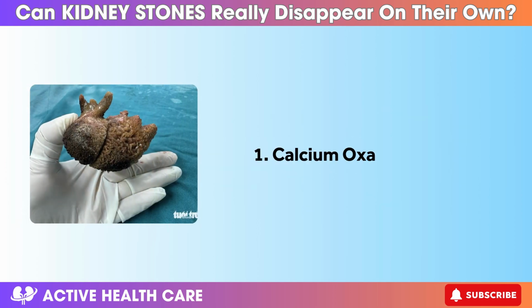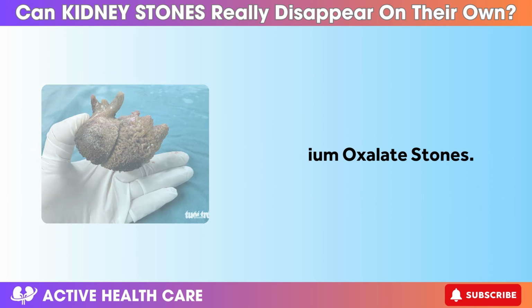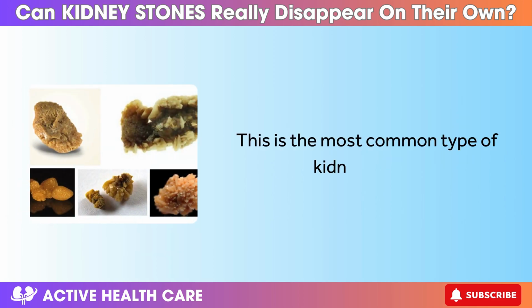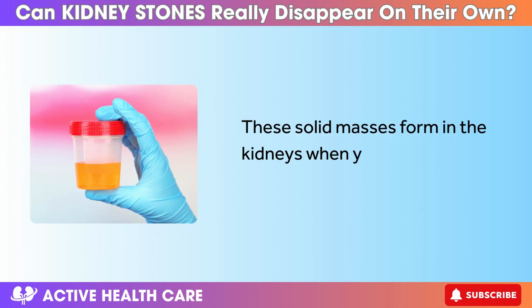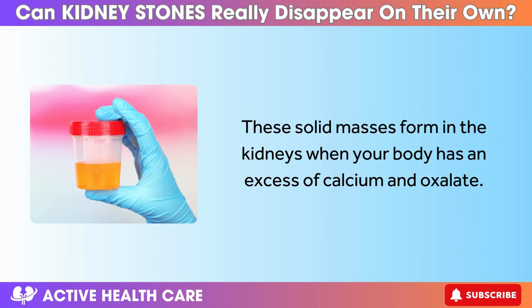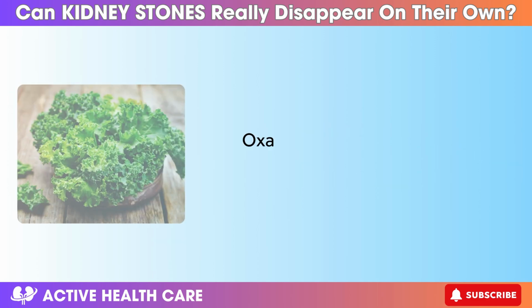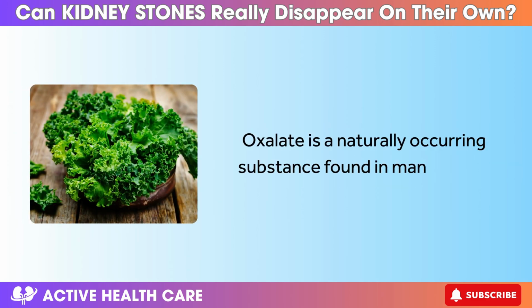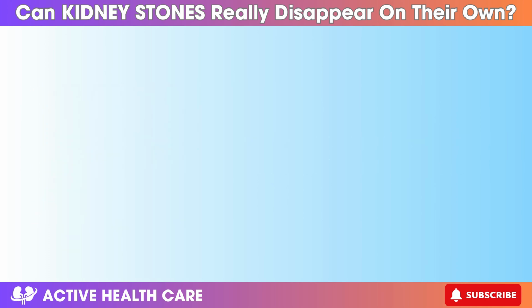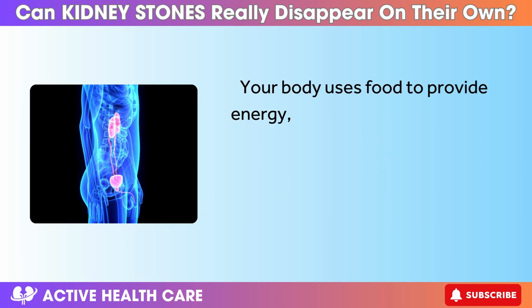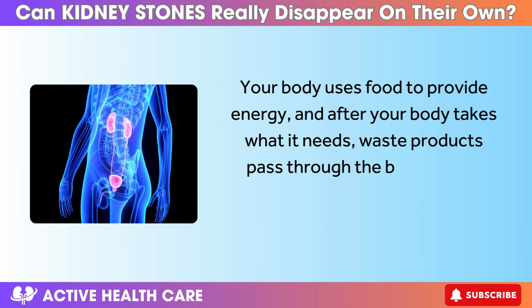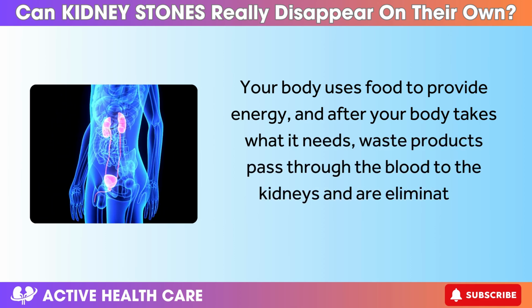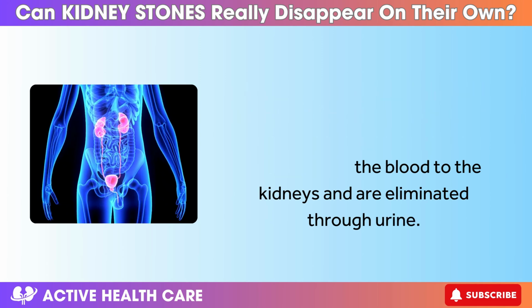1. Calcium oxalate stones. This is the most common type of kidney stone. These solid masses form in the kidneys when your body has an excess of calcium and oxalate. Oxalate is a naturally occurring substance found in many foods. Your body uses food to provide energy, and after your body takes what it needs, waste products pass through the blood to the kidneys and are eliminated through urine.